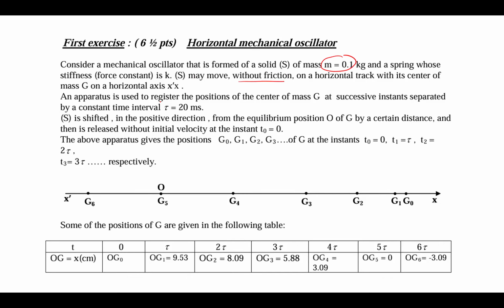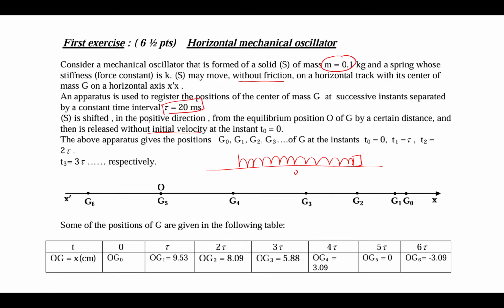An apparatus is used to register the position of the center of mass G at successive instants separated by a constant time interval tau equal to 20 milliseconds. It's shifted in the positive direction. So this means, for example, this is the system, and it's shifted from its origin toward the positive direction, and then it's released without initial velocity at the instant t0 equal to 0.